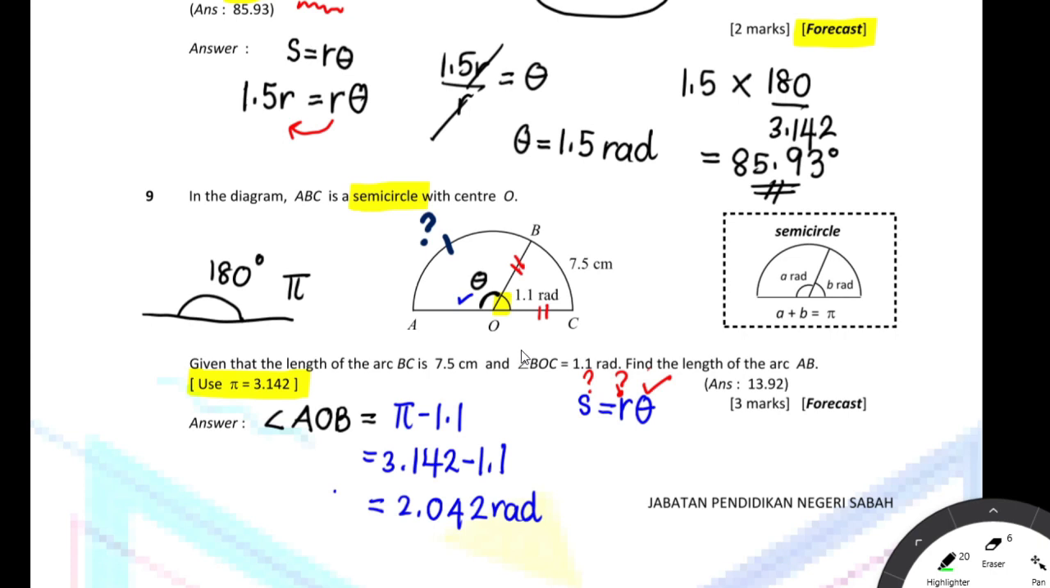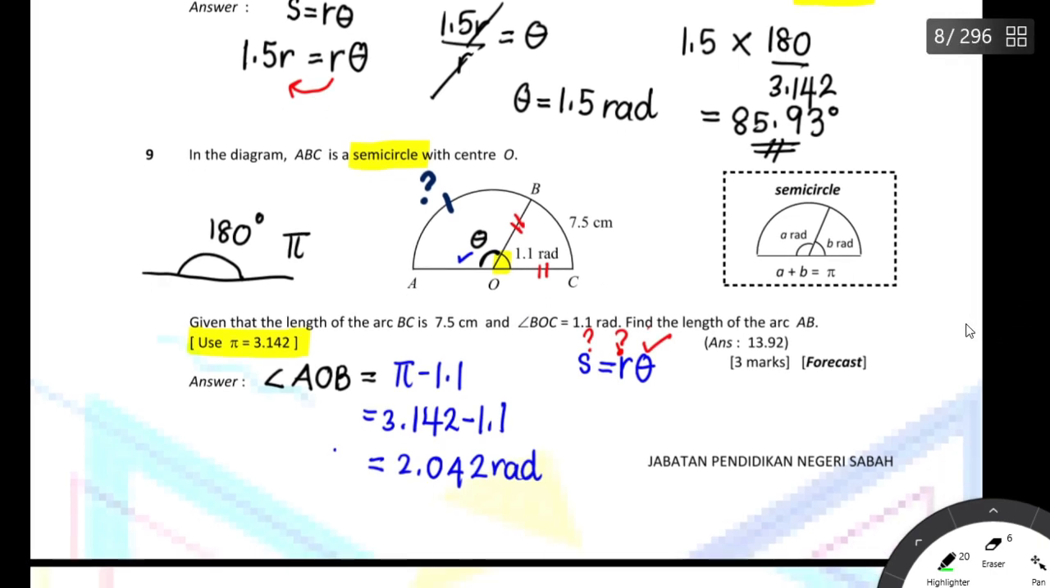If you guys are thinking the same as teacher, you should be finding the radius from this part of the sector first. Let's apply. So what is the s here? 7.5. What is the r? Don't know. What is the theta? 1.1. So from here you can find the r. 7.5 divided by 1.1, we get 6. Okay, I'm going to take up to 4 significant figures.